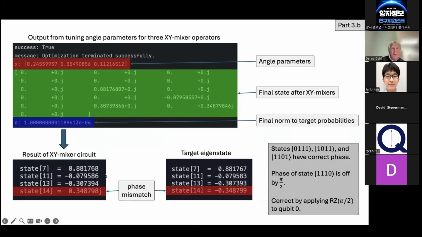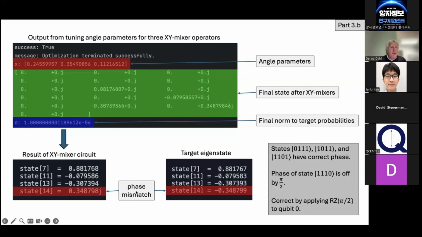The amplitude in state 11 is the same. The amplitude in state 13 is the same. And in state 14, I've got a number which is an imaginary number. When I square this, it will match the square of this number here. So the probabilities are correct now, but I have a phase mismatch.